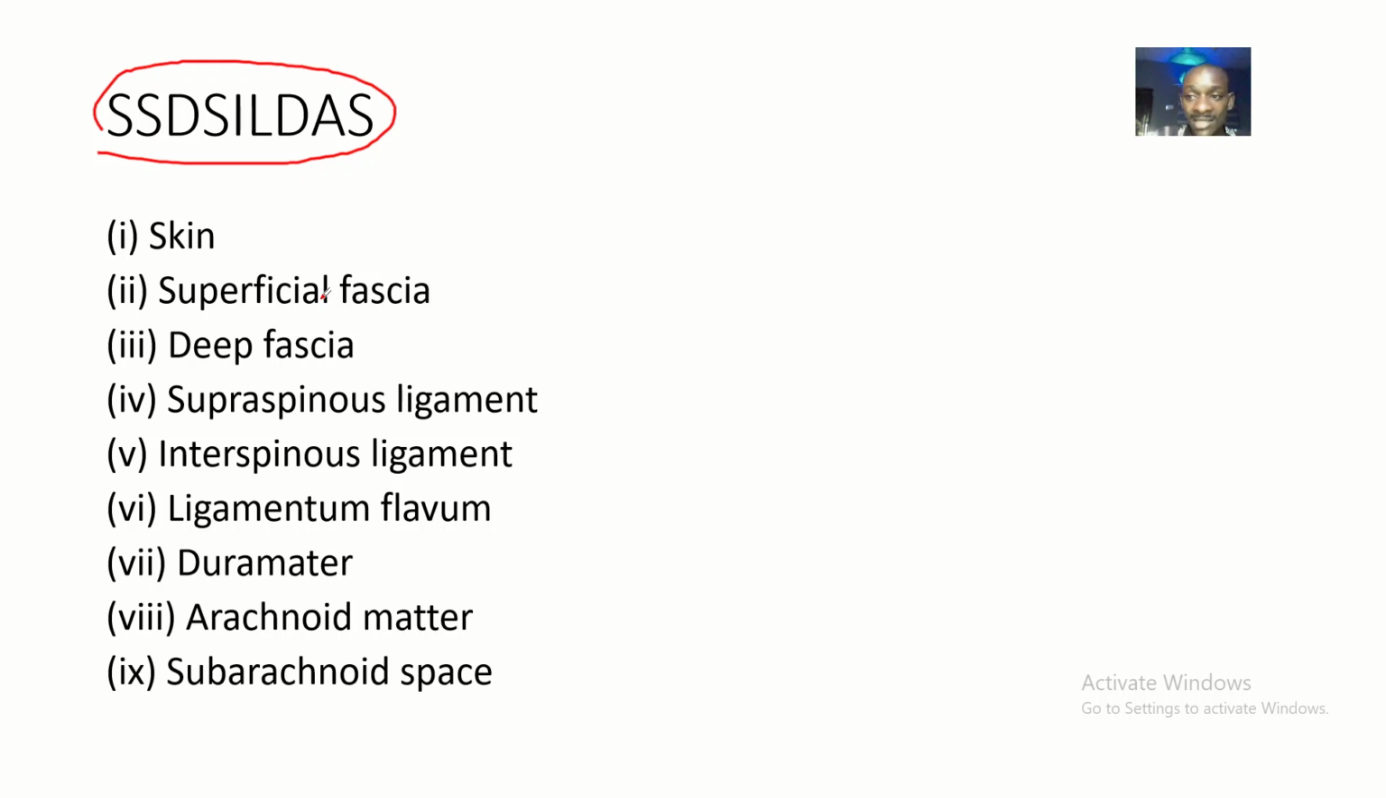SSD SEAL DAS. Let's go over it again. Skin. Second S, superficial fascia. D is what? Deep fascia. S is what? Supraspinous ligament. I is what? Interspinous ligament. L is what? Ligamentum flavum. D is what? Dura mater. A is what? Arachnoid mater. S is what? Subarachnoid space. Okay, so these are the 9 structures that you pierce during lumbar puncture.